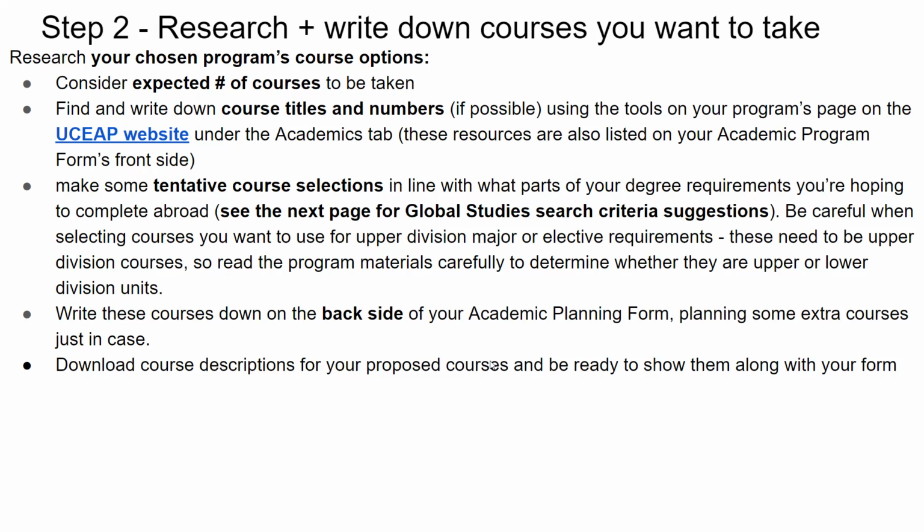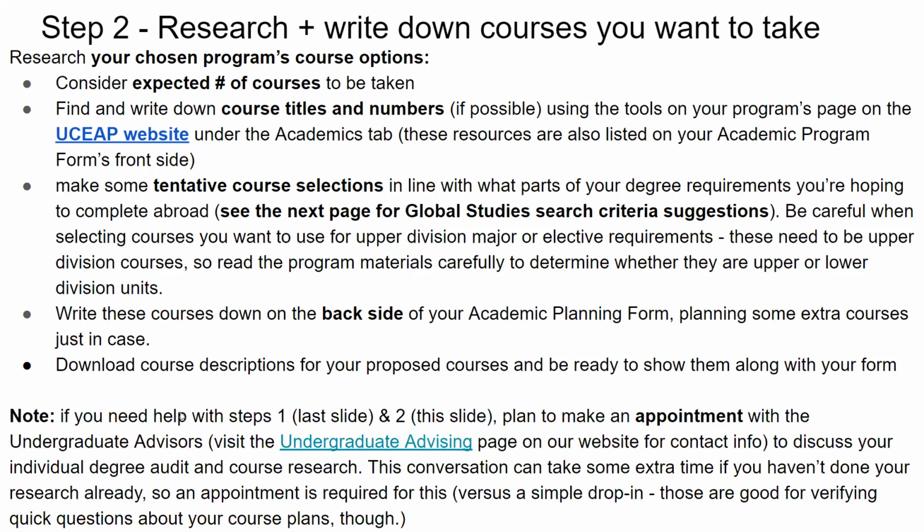We'll have to send you back up to your planning board to get what you need and then come back to us when you're ready. And then just kind of keeping this in mind, if you do need help with steps 1, the last step, and step 2, the slide that we're looking at, do plan to make an appointment with one of the undergraduate advisors in global studies. If you visit the undergraduate advising page of our website, you can get to our appointment calendars and figure out how that works.